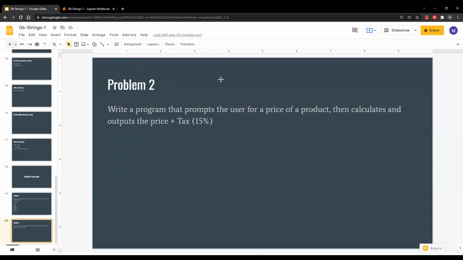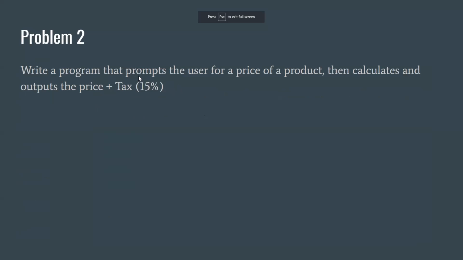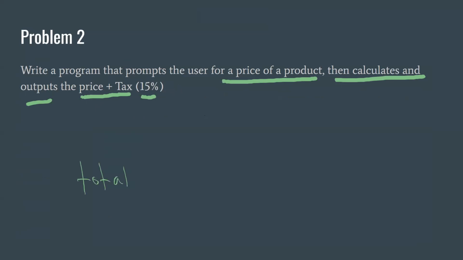Okay, another problem. Write a program that prompts. Again, prompts mean ask the user for input. Prompt the user for a price of a product, then calculates and outputs the price plus the tax. Assume you have 15% tax on products, okay? So usually, if you want to calculate the total, you will just write price multiplied by 1.15, correct? So let's see what will happen if I do this.